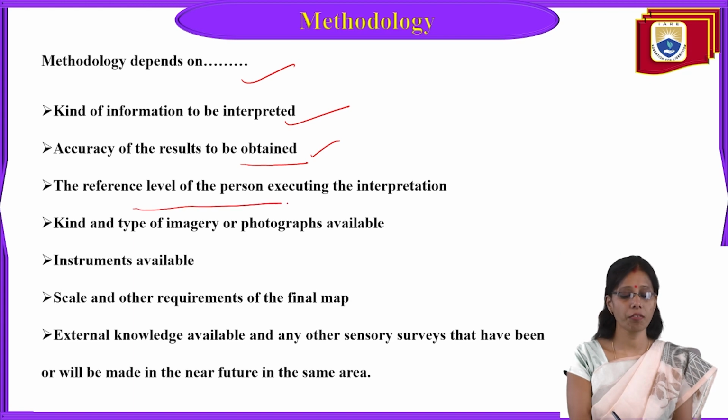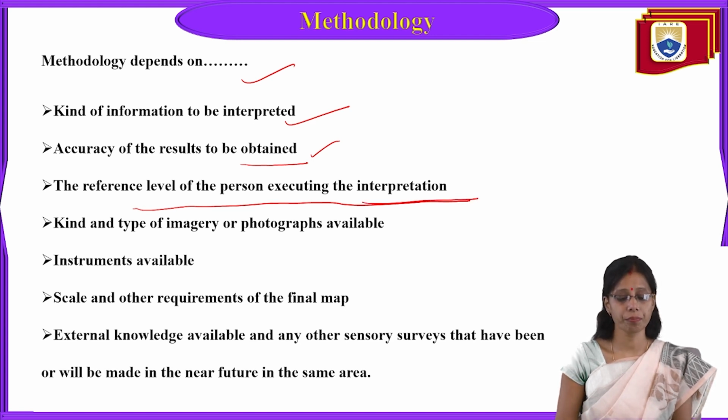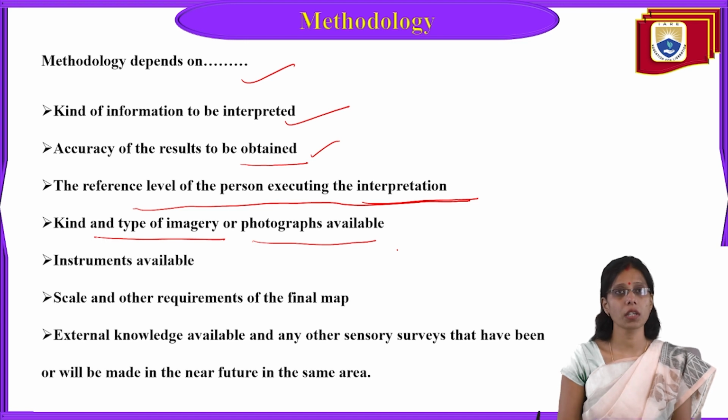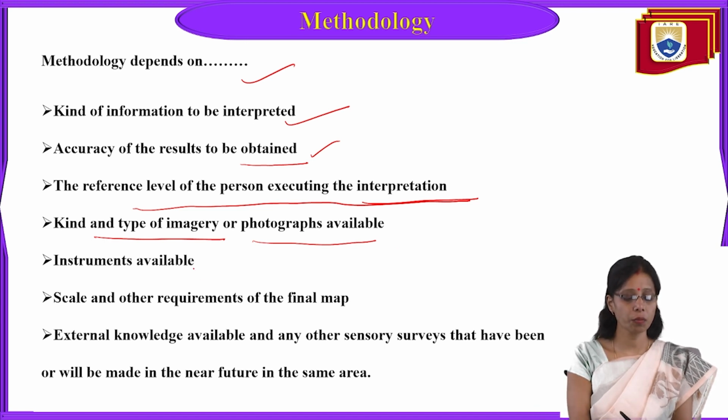The reference level of the person executing the interpretation. So what is the reference level, like the different levels of persons who are executing the interpretation. The kind and type of imagery or photographs available. What types of imagery and photographs are available? And the instruments available. What are the instruments available? Scale and other requirements of the final map.